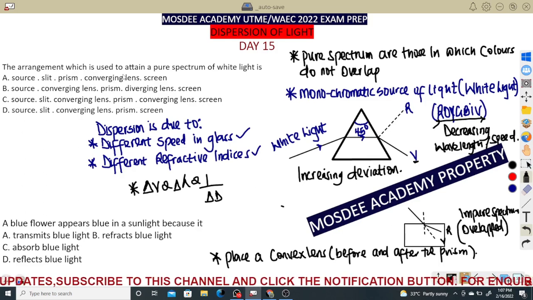Now look at this. The arrangement which is used to attain a pure spectrum of white light is that a source, that is where something is coming, source.